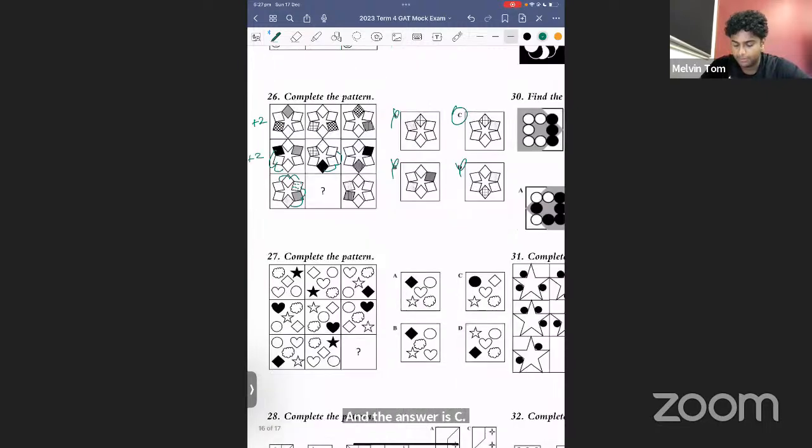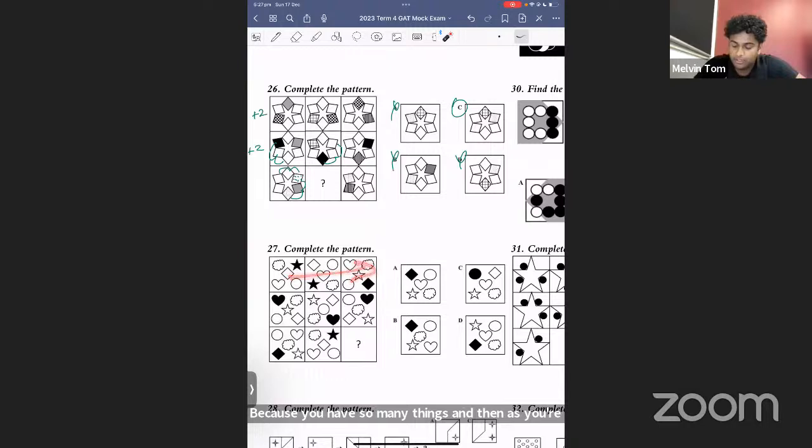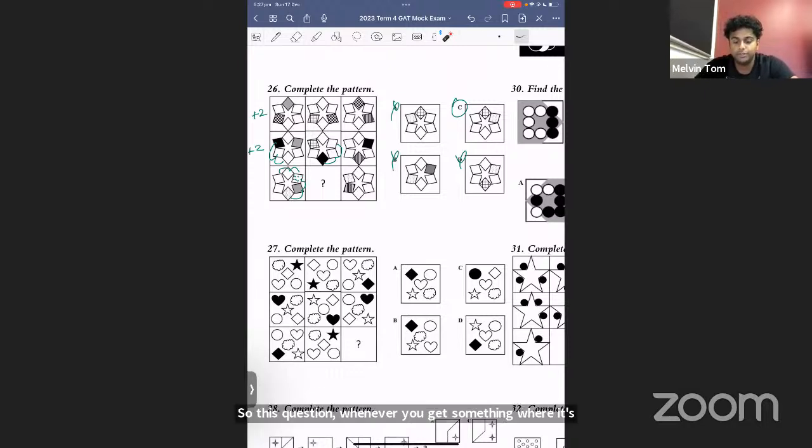Question number 27. Oh, 27 was such a hard question. It's so hard, because you have so many things, and as you're looking across, you will see that they're all in random order. Whenever you get something where it's moving in random order, what you should do is see if there's any consistency.